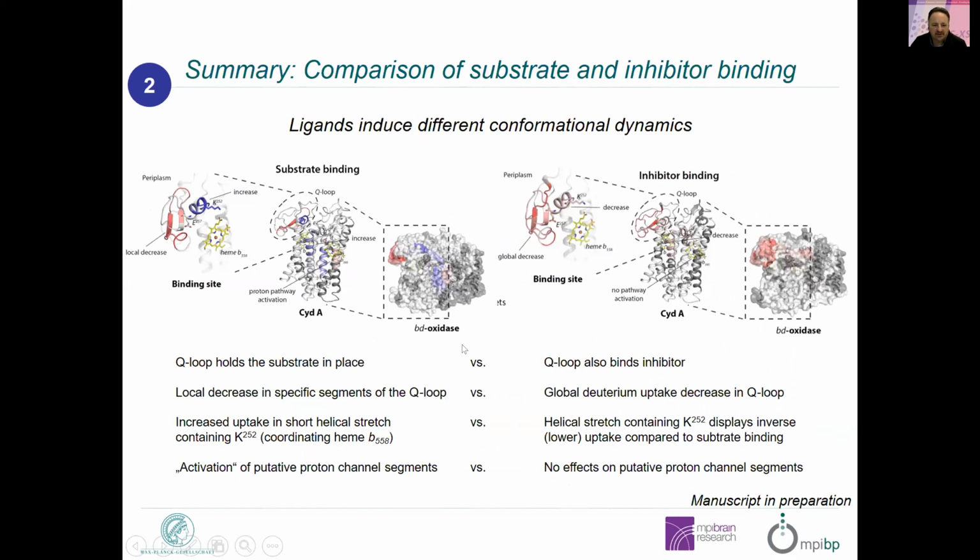So yeah, this is a data set we've actually been sitting on for almost 2 years now, or a bit more, and we are about to submit this manuscript, but I thought I'd share it with you to really show you what kind of data you can get out of a membrane protein with HDX.